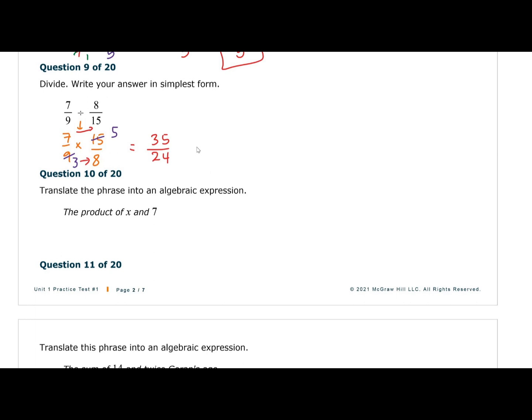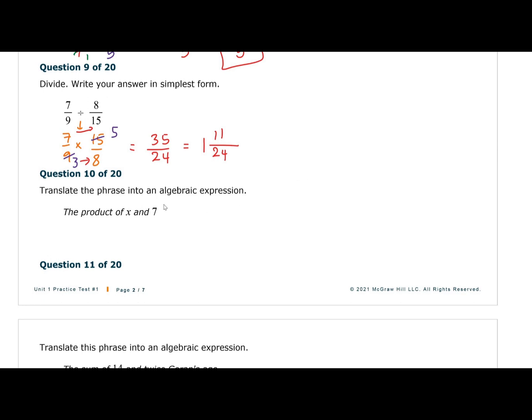This can be the answer, or you can reduce it, or you can write it as a mixed number. That would be 24 going into 35 at least one time, right? That will give us 1 and 11 over 24. That would be it. That's it.